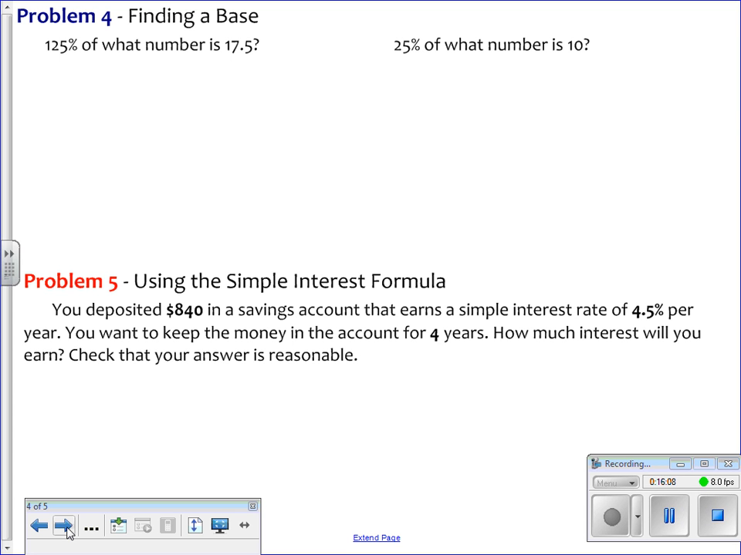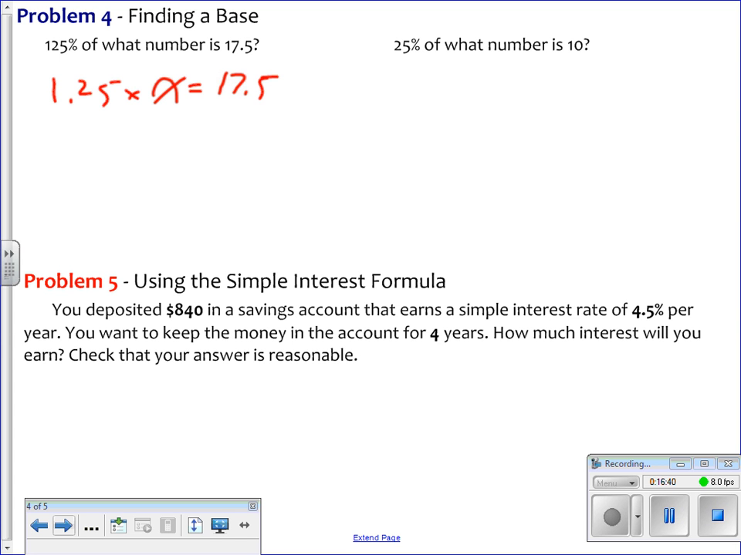So this is one here, the problem of finding a base. We're setting up the algebraic problem. This sets it up really well. I need to take 125% and make it a decimal. What's 125% as a decimal? 1.25. Move it over 2 places. 1.25 times I don't know equals 17.5.